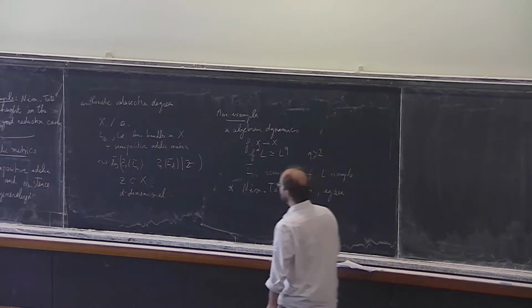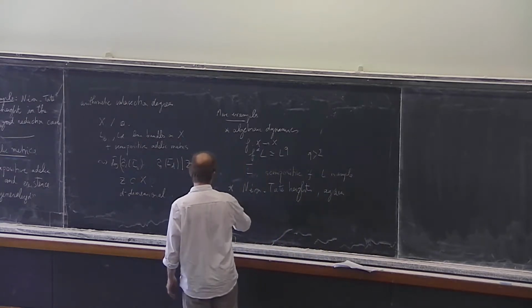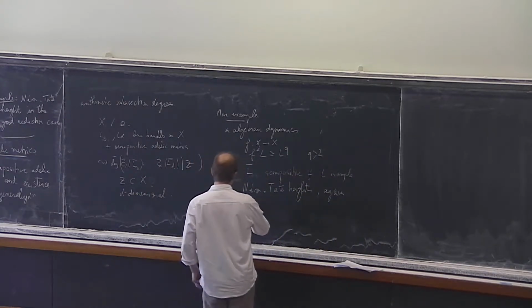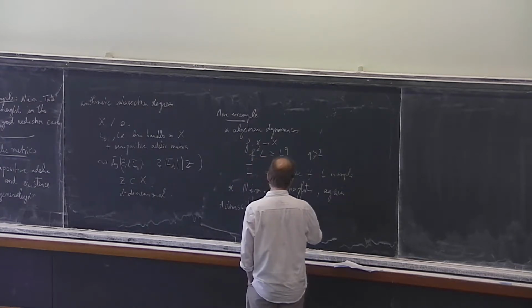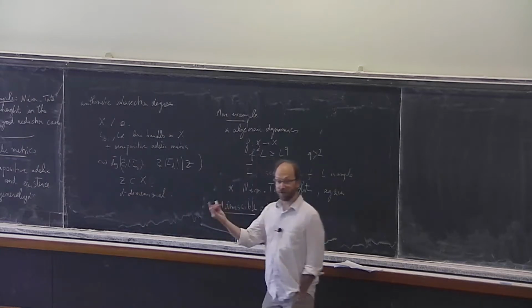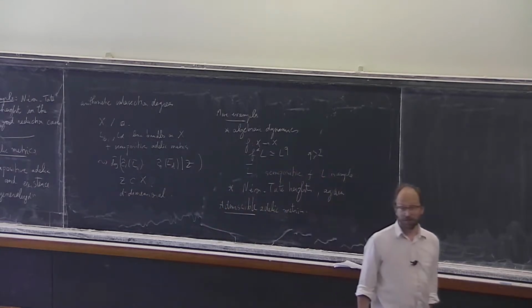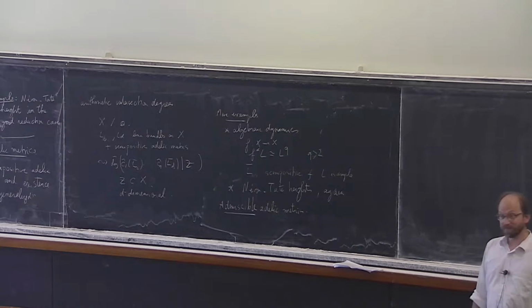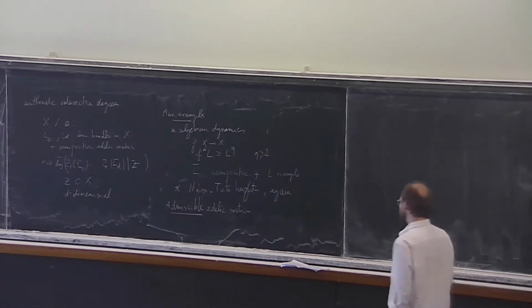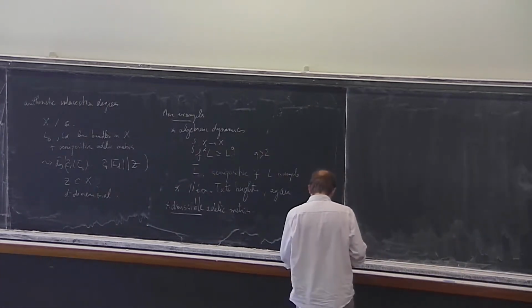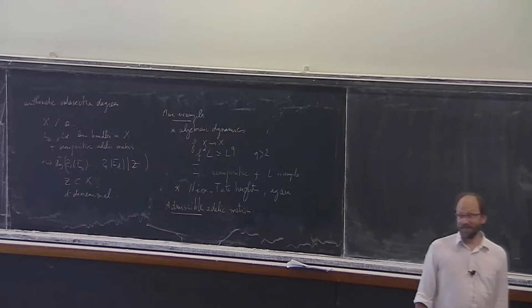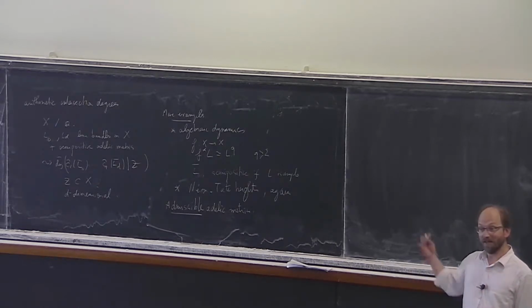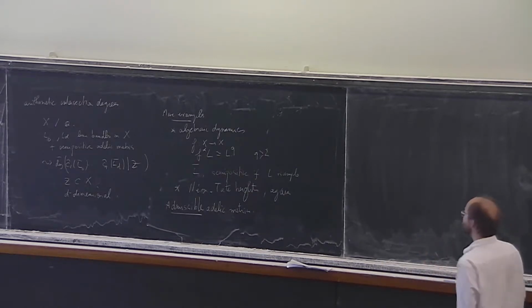I have also defined admissible adelic metrics as a quotient of semi-positive adelic metrics. So now the goal is to talk about equidistribution. So the next part is defining measures on those spaces.